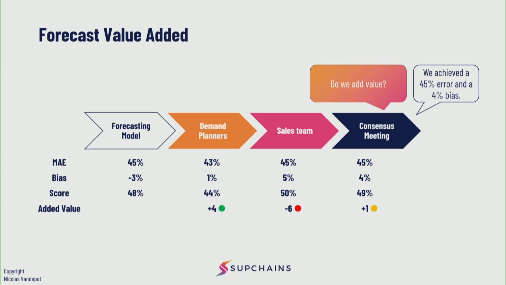Finally, the consensus meeting slightly improved things compared to the sales team, but not much, and we would conclude that they don't add much value compared to the time they spent on this. So do we add value? No. We destroy value. So this is not a good process. It's not working great. Again, if you just stuck to the forecasting KPI, you could say, well, this is 1 point better than last month or 2 points better than last year, so I'm doing great. You are not doing great. Maybe this month was just a very smooth month and the team got lucky. But if you look at the added value, it's negative, so it's not doing great.